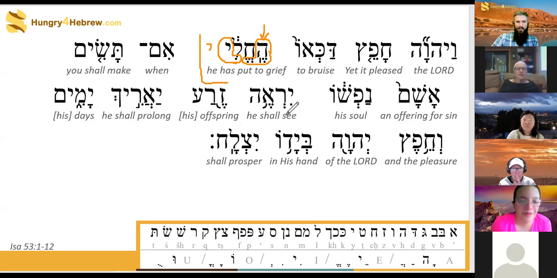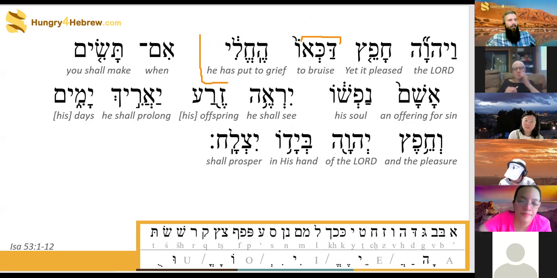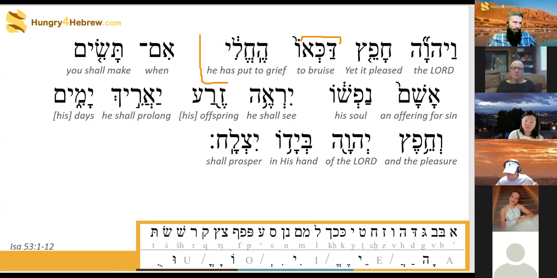So causing holy, causing grief or sickness or ailment or something like that. Daka means to, like, dikayon is depression in modern Hebrew. So it has to do with pressing or bruising or something like that. And O says it's being done to him. The Lord is pleased in his bruising. Hecheli, he caused holy to him. He caused grief or ailment.